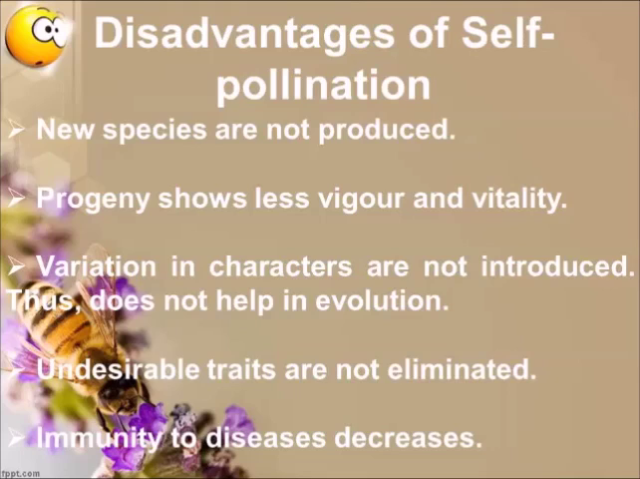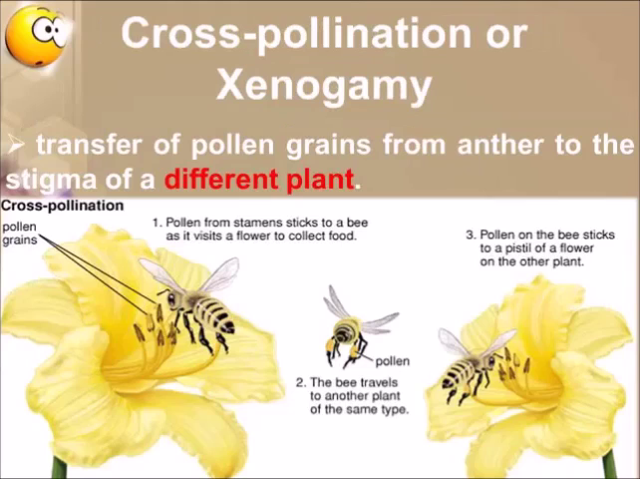As a result of self-pollination, undesirable recessive traits are also not eliminated and they propagate through successive generations. Immunity to diseases also decreases in case of self-pollinated plants. After discussing self-pollination, let's begin with the fine details of cross-pollination. As mentioned earlier, unlike self-pollination, cross-pollination basically involves transfer of pollen grains from the anther to the stigma of a different flower.